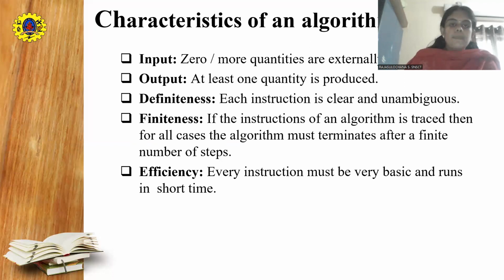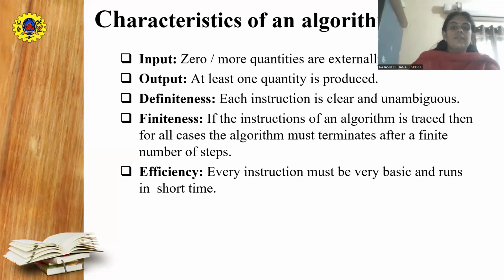Initially, we have to specify the inputs. The input can be either 0 or n. So the quantity of the input has to be specified, and the output. The output quantity also has to be specified. If it generates one quantity or many, it has to be specified. And by means of definiteness, the algorithm steps have to be definite. That is, it should be clear and easy to understand.